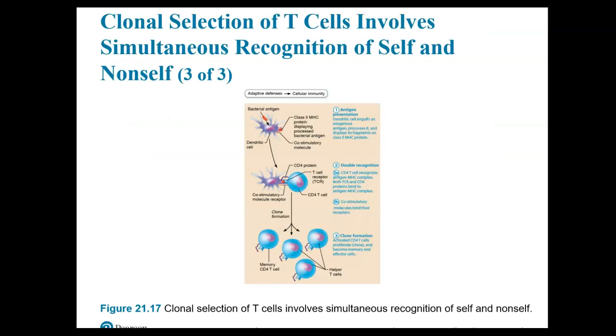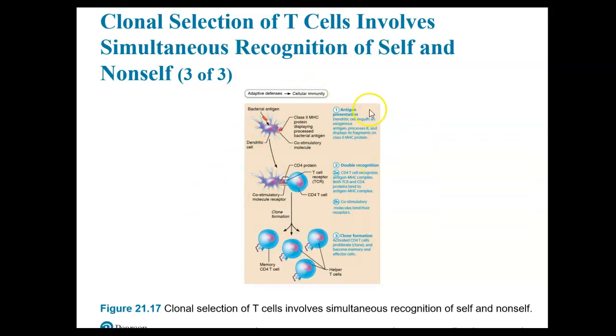Okay, so the way cellular immunity works, you've got a dendritic cell, which is an antigen-presenting cell, and it's got a class 2 MHC protein on it. Because what happened was it engulfed a bacterium, and it took a piece of that bacterium. It displays it. And then it also has a molecule on its surface called a co-stimulatory molecule.